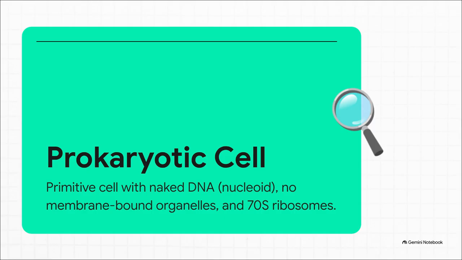Instead, its DNA is just floating around naked in the cytoplasm, in a region called a nucleoid. It also completely lacks membrane-bound organelles, so no mitochondria, no Golgi bodies, none of that. Interestingly, though, it does have 70S ribosomes to build proteins. Every single organism in Kingdom Monera operates with this incredibly simple but highly effective cellular machinery.